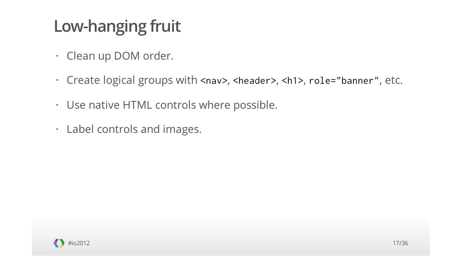The next thing you want to do is use native HTML controls wherever possible, and try to avoid div soup and span salad. Finally, you want to label your controls and images. And the great thing about these basic errors is that they're easier to catch and fix early in the process. But once you catch them, the fixes are really easy.